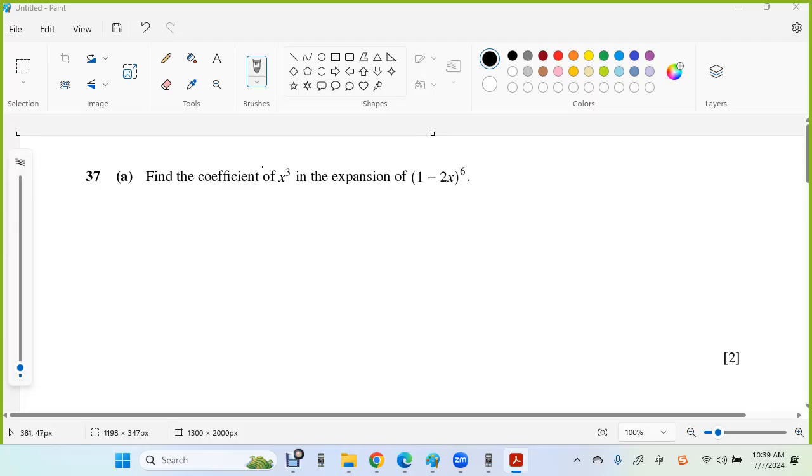Find the coefficient of x cubed in the expansion of this. So we have two methods to solve it. The first one is we have the 6 and then 5, 4 over 3 factorial, negative 2 to the power of 3.